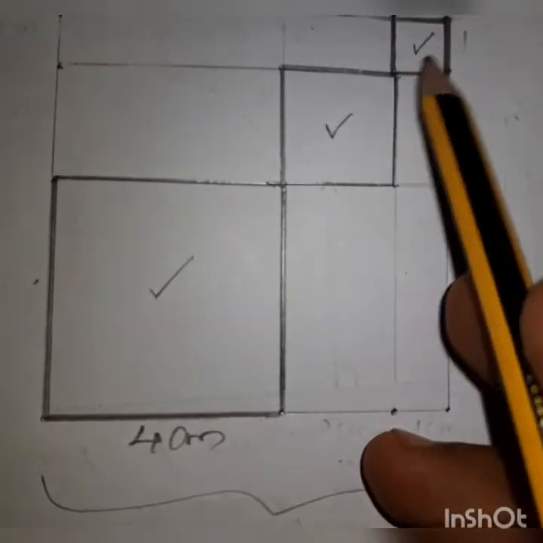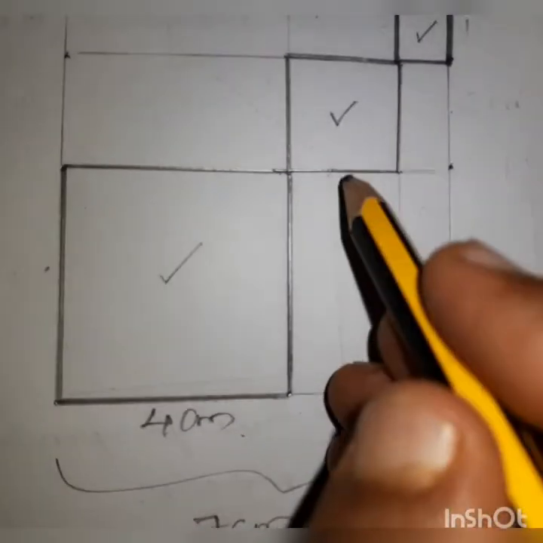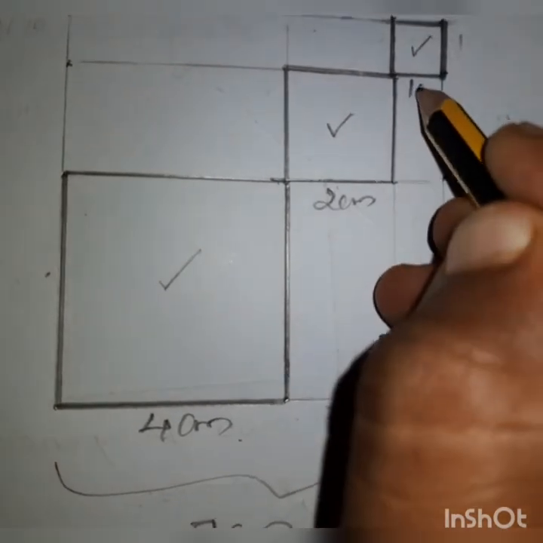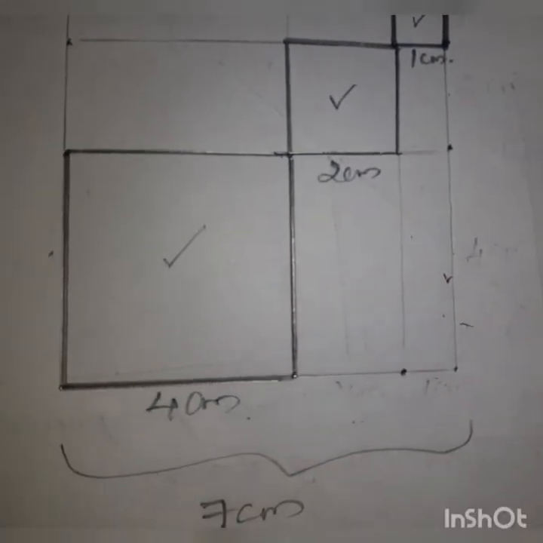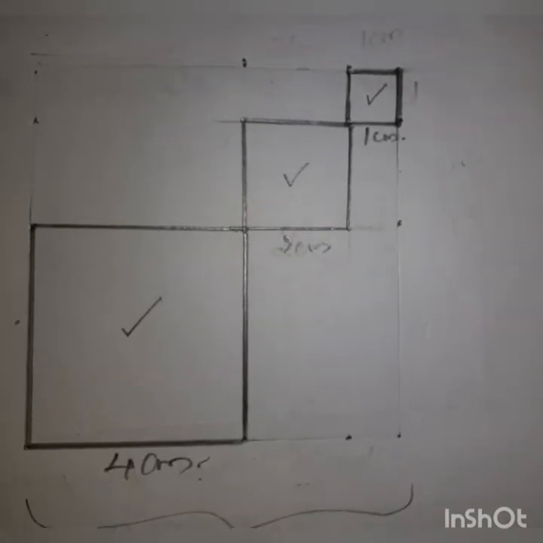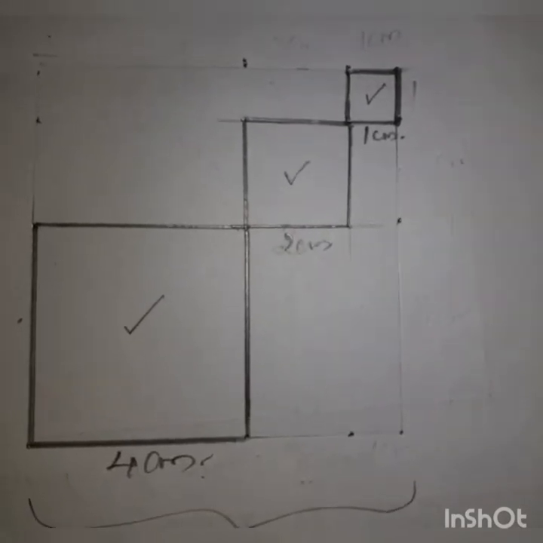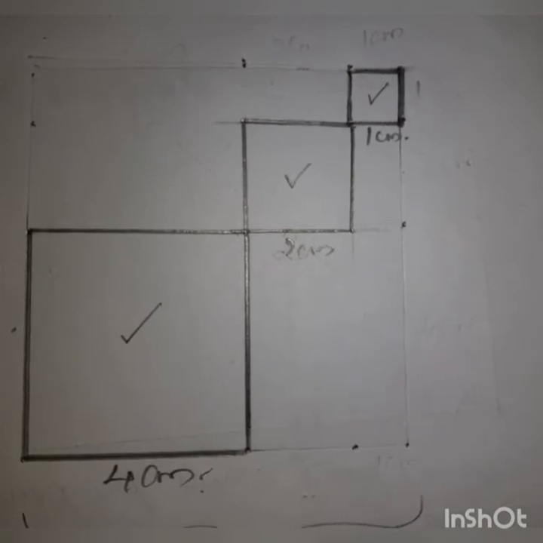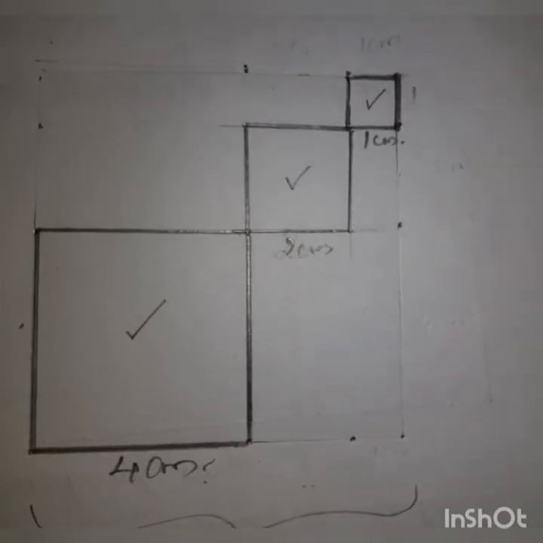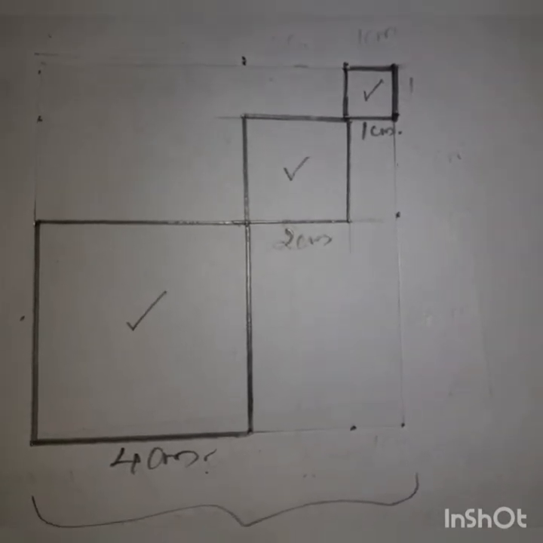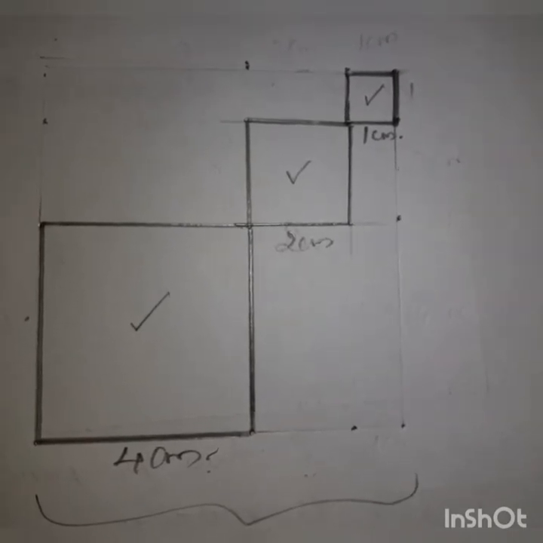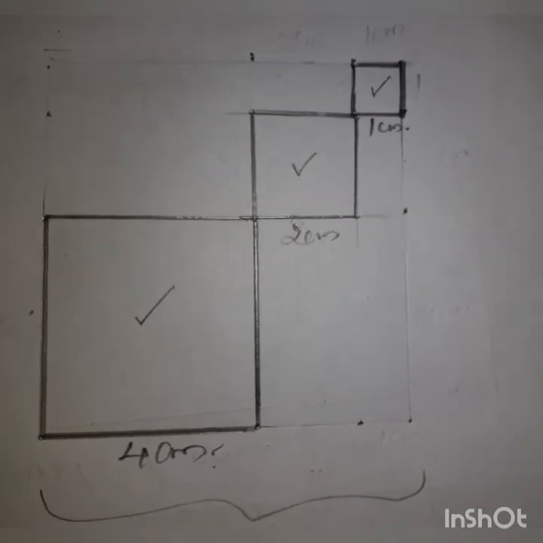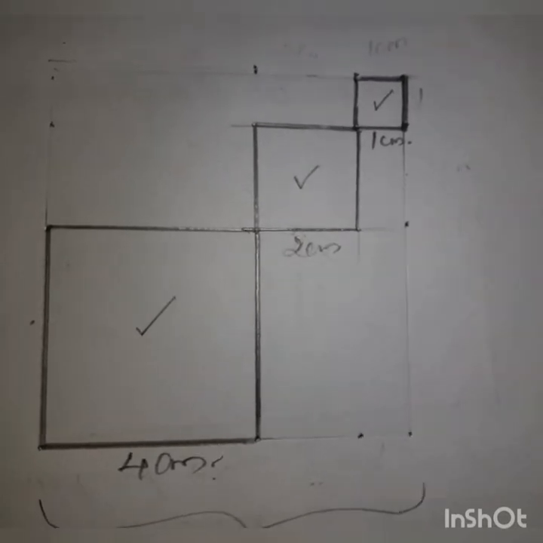So we need only these three figures of 4 centimeter square, 2 centimeter square and 1 centimeter square. Other things you have to rub it off. So this is the final pattern of squares: 4 centimeter square, 2 centimeter square and 1 centimeter square. So first of all draw a 7 centimeter square, then mark 4 centimeter, 2 centimeter and 1 centimeter. Then whichever the pattern we need, that you have to complete it.